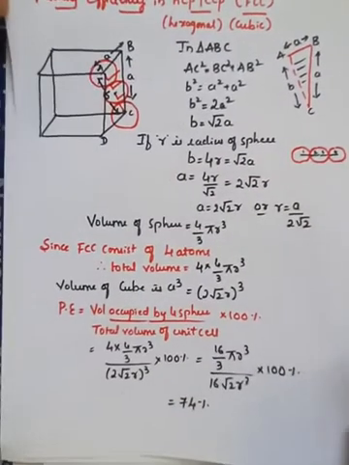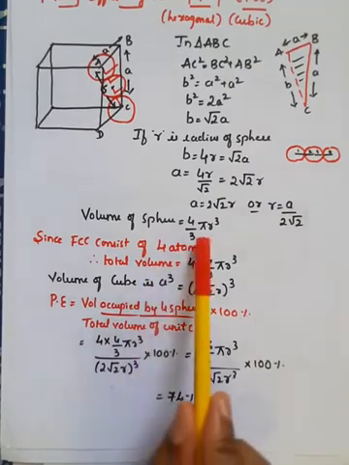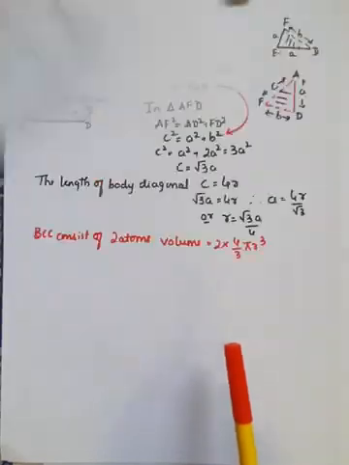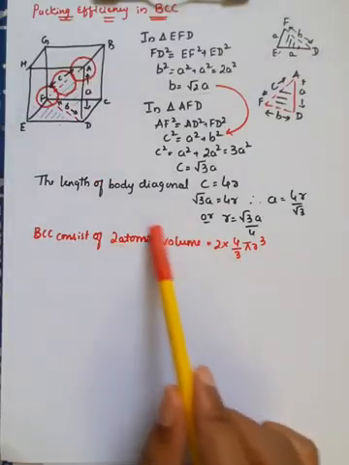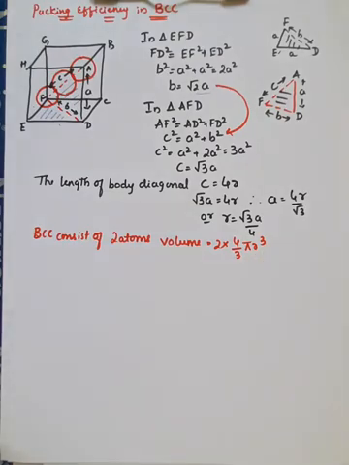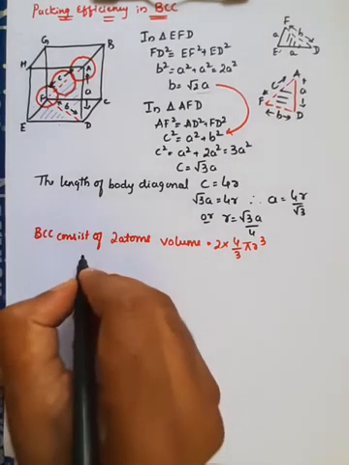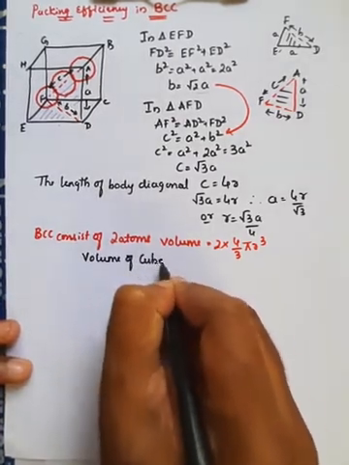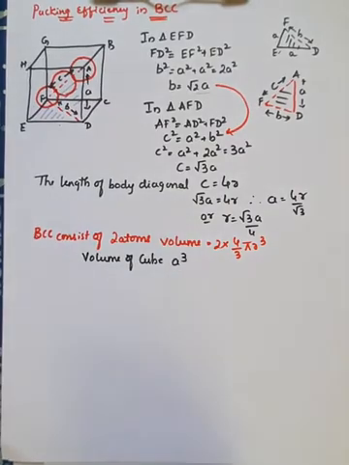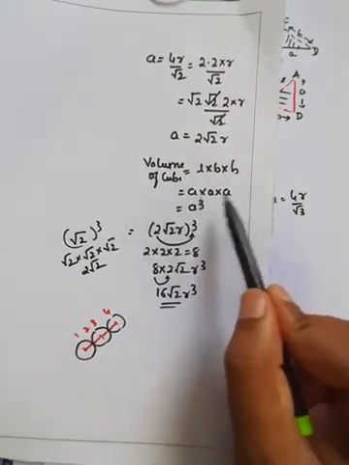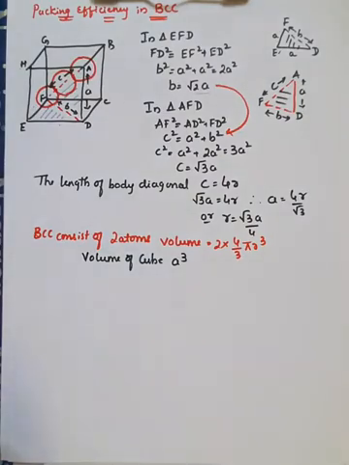But in case of FCC also we have seen, the total volume of the FCC, because FCC consists of 4 atoms, is 4 into 4 by 3 pi r cube. Here in case of BCC, it consists of only 2 atoms, so we have taken it as 2 into 4 by 3 pi r cube. Therefore, the total volume of the cube is A cube, because it is length into breadth into height, A into A into A. So directly I can take the volume of the cube as A cube.